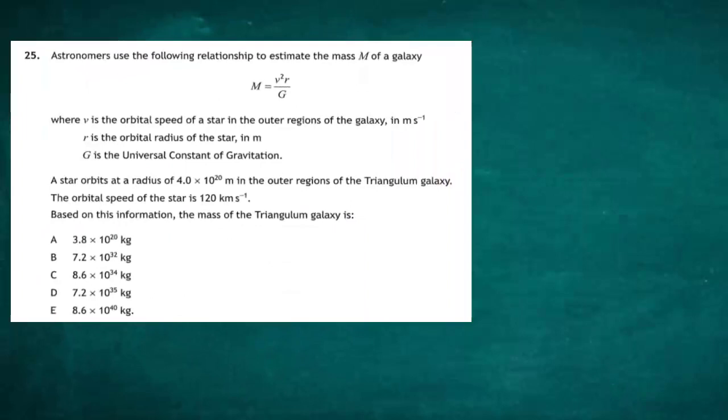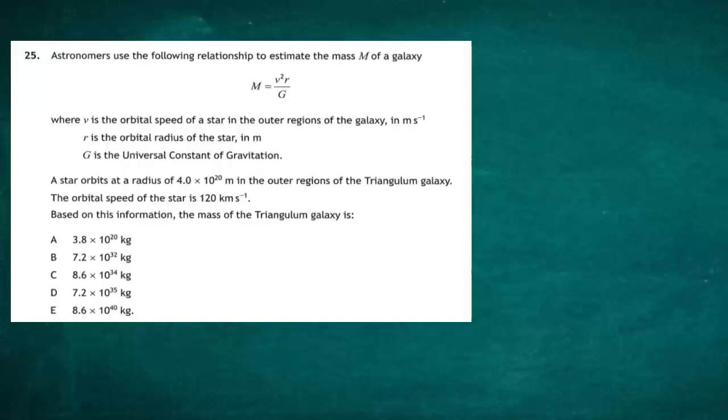Question 25 from Paper 1 of the 2022 Higher Physics exam from the SQA. Astronomers use the following relationship to estimate the mass m of a galaxy. M equals v squared times r, all divided by g, g being the universal gravitational constant, where v is the orbital speed of the star in the outer regions of a galaxy measured in meters per second, r is the orbital radius of the star measured in meters, and g is the universal gravitational constant, which we can look up.